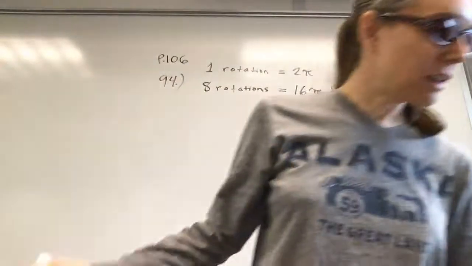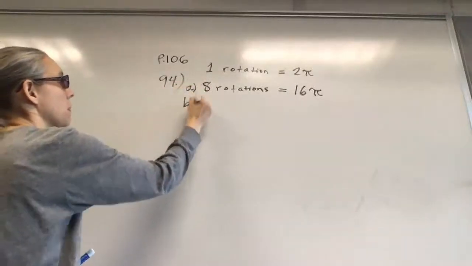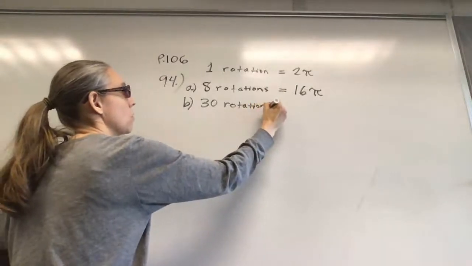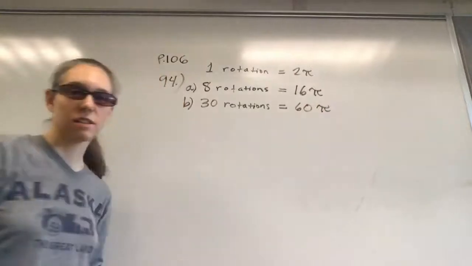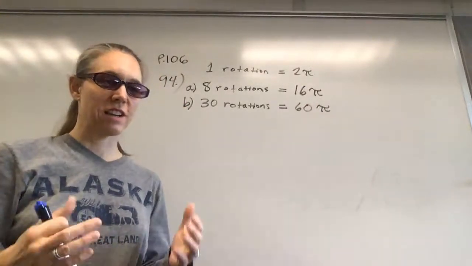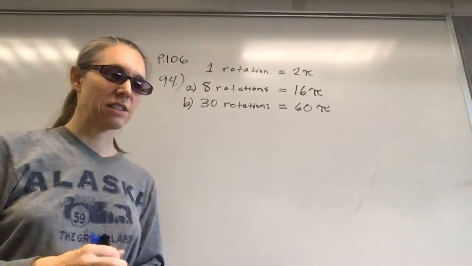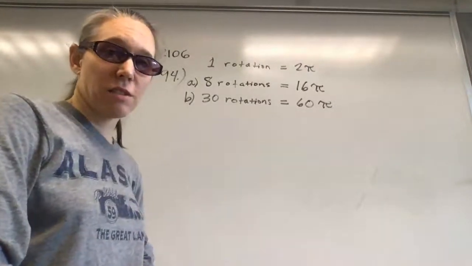And then 30 rotations, this is part B. 30 rotations will pass through 60 pi radians. So these problems are not complicated, but sometimes they can give students some anxiety. So once you see them, you go, oh yeah, that's easy. And it is. All right, so now we're going to go on to the unit circle.